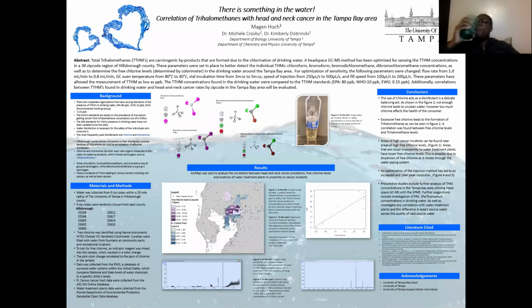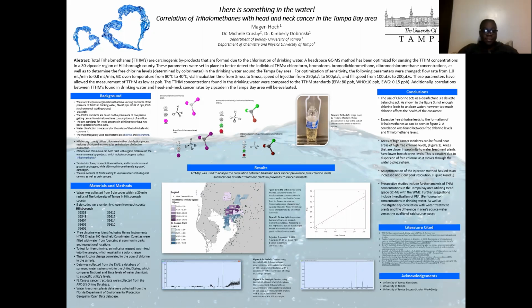Okay, so my project is on the correlation of trihalomethanes with head and neck cancer in the Tampa Bay area. So these right here are all of the trihalomethanes. Each one of these is going to have different levels of effect on the human body. Keep that in mind, because there are no standards for each individual trihalomethane. It's only total trihalomethanes that have standards.